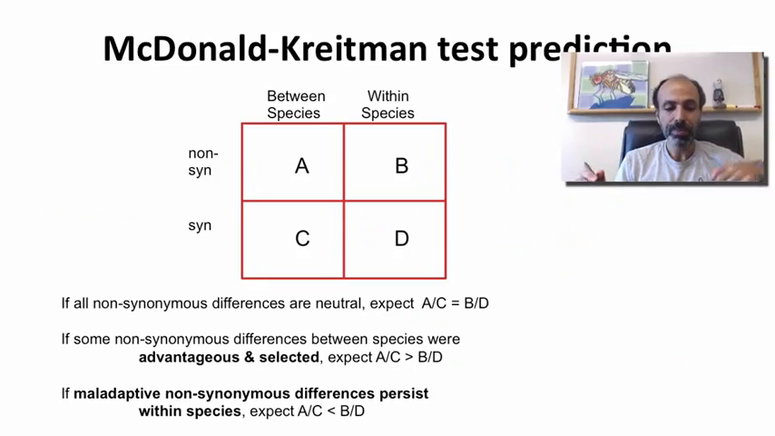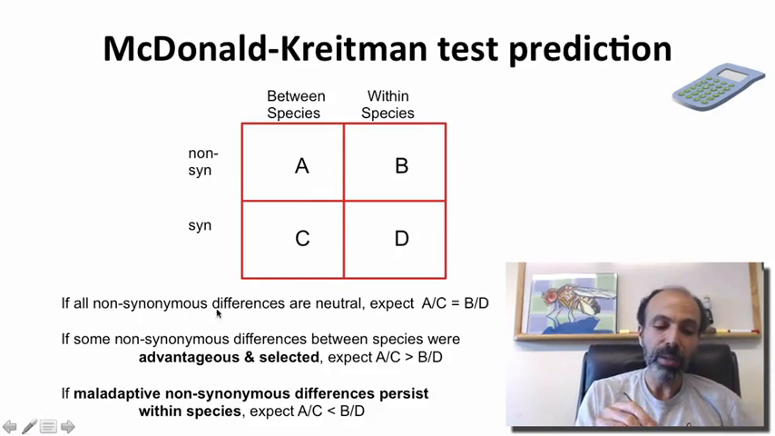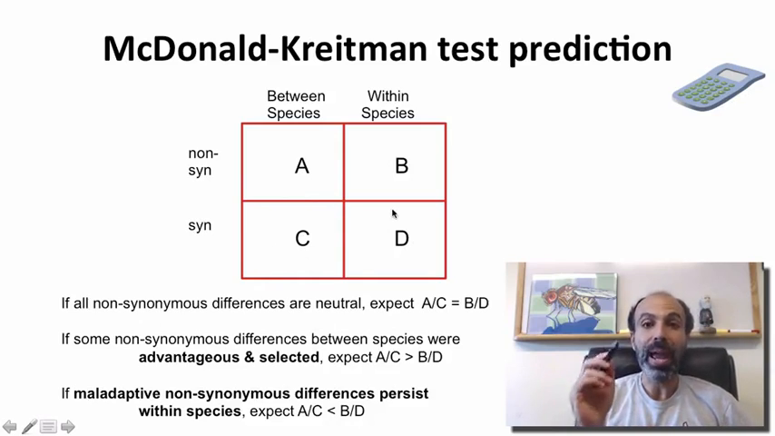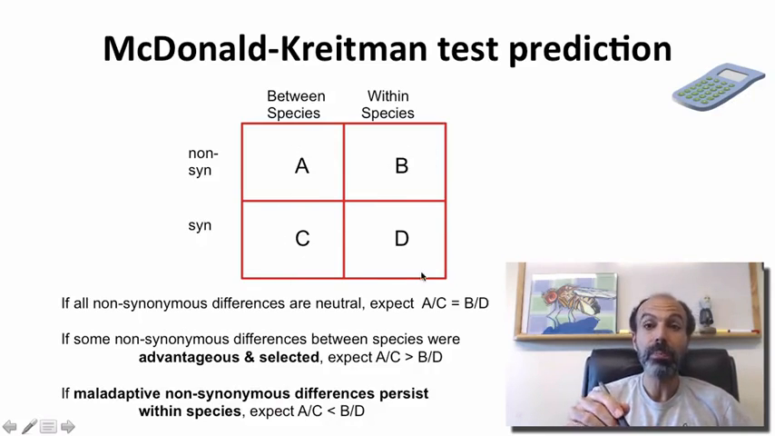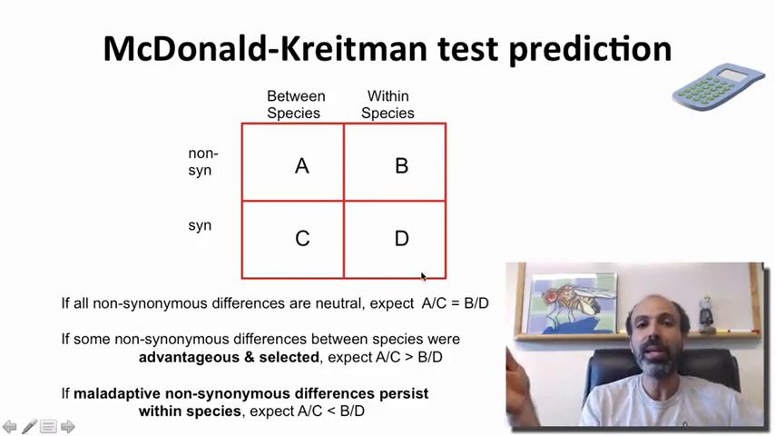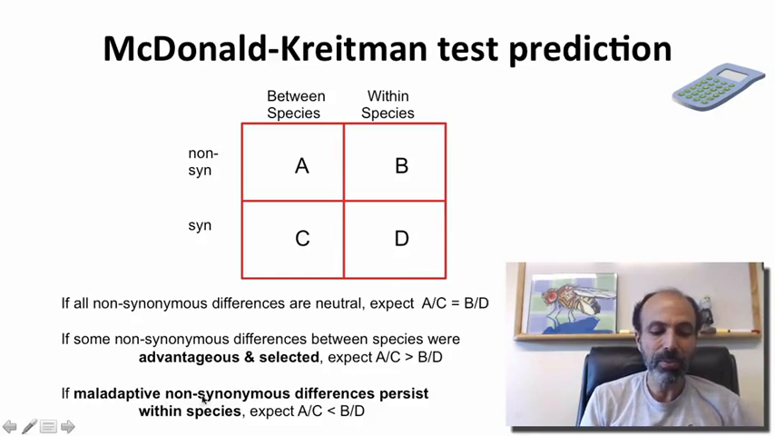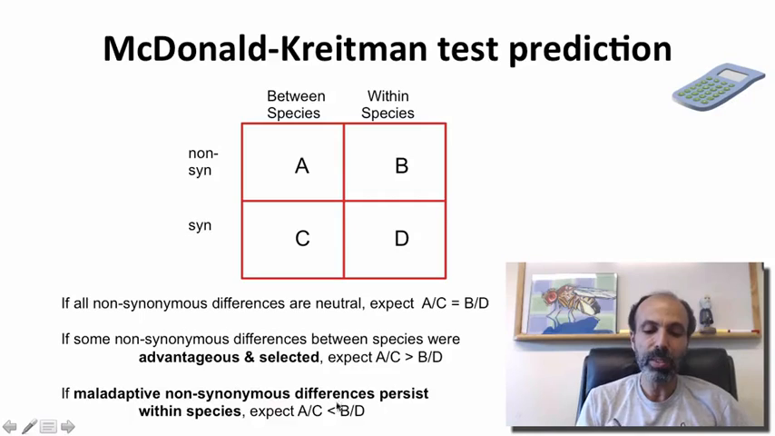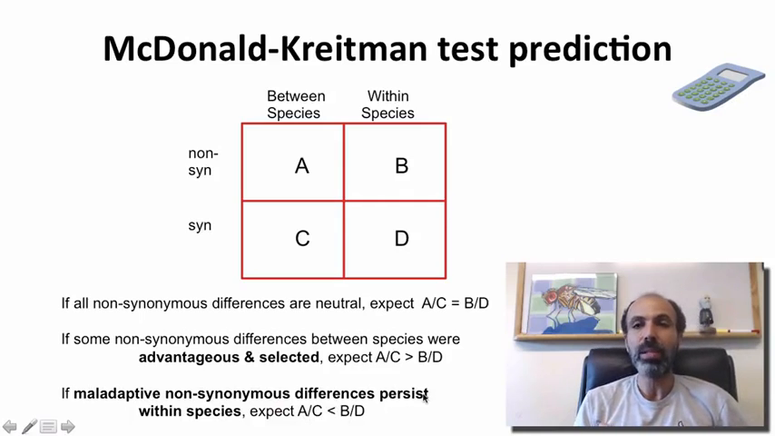So this is what causes that. Essentially, there's the ratios again we talked about, between species non-synonymous over synonymous versus within species non-synonymous over synonymous. If all non-synonymous differences were neutral, we expect these ratios to be similar. If some of these non-synonymous differences were advantageous and selected, then we expect this ratio, A over C, to be greater than this ratio, B over D, right? Because the advantageous variants would spread. They would become between species non-synonymous variation. In contrast, if you have maladaptive non-synonymous differences, they will persist within species and never be converted to between species differences. In that case, A over C will be less than B over D. That's what will happen if you have diseases lingering around.